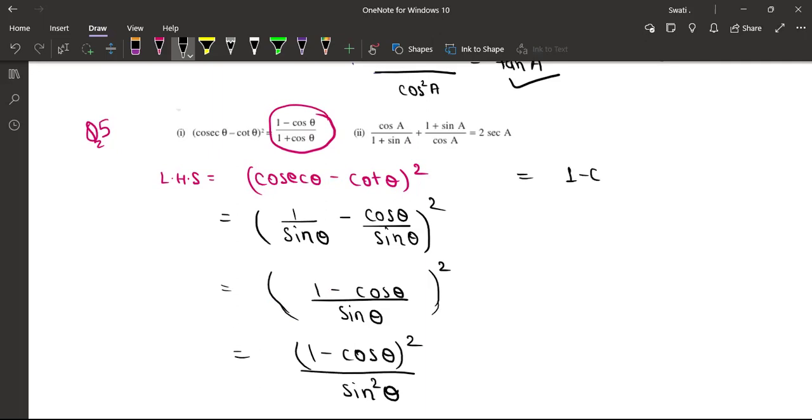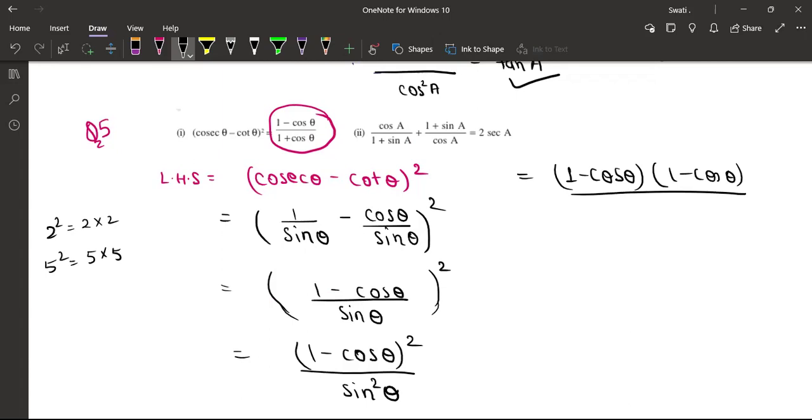Next, I'm writing it here. 1 minus cos theta whole square, is it not the same as 1 minus cos theta into 1 minus cos theta? Yes. If we write 2 square, we can write that as 2 into 2. If we write 5 square, we can write that as 5 into 5. So if we have written 1 minus cos theta whole square, of course we can write that as 1 minus cos theta into 1 minus cos theta.